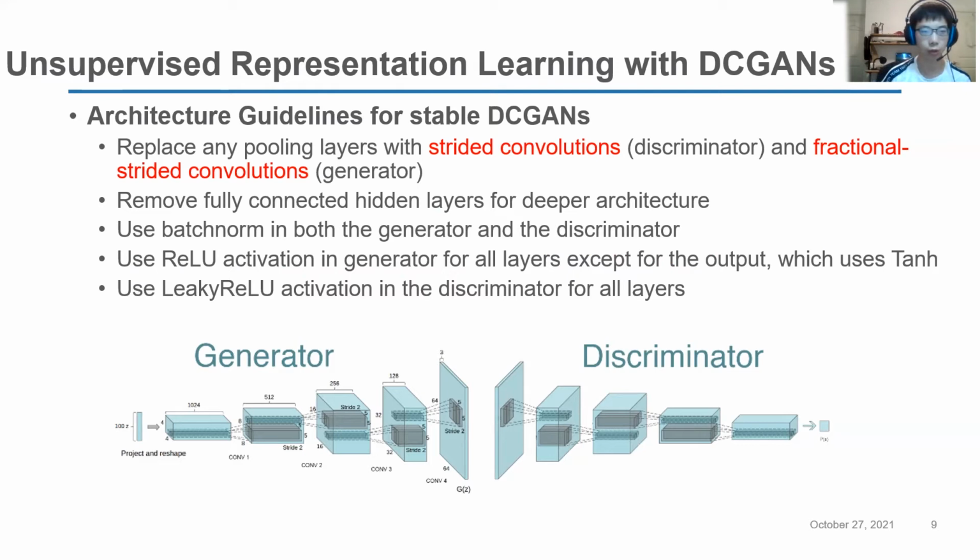Fourth, use ReLU activation in the generator for all layers except for the output, which uses tanh. Use leaky ReLU activation in the discriminator for all layers. It is observed that using a bounded activation allows the model to learn more quickly to saturate and cover the color space of the training distribution.